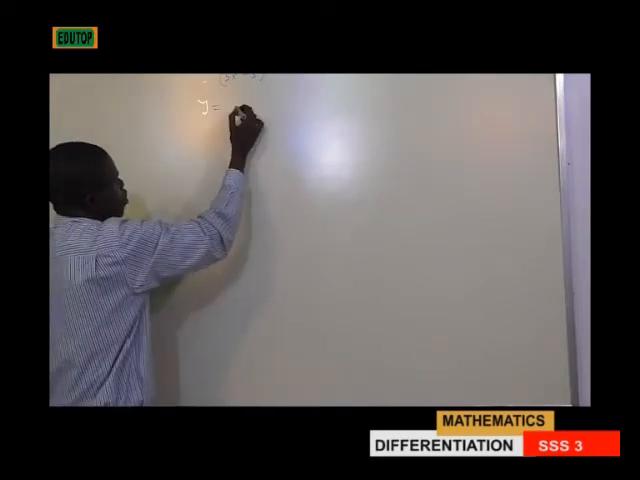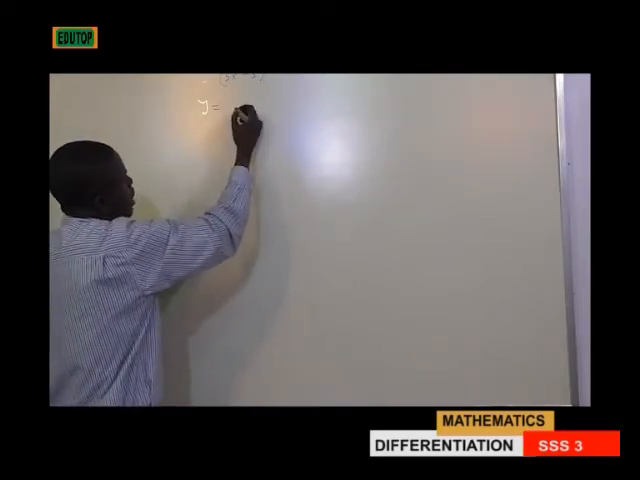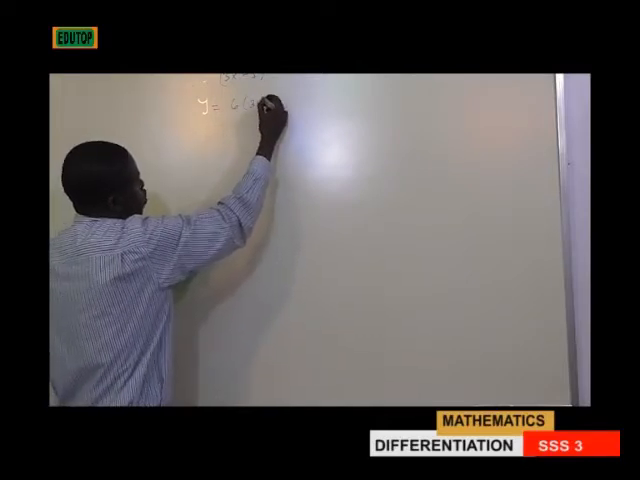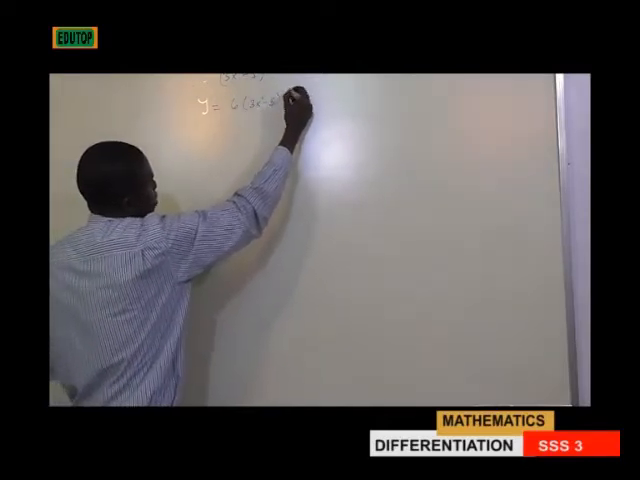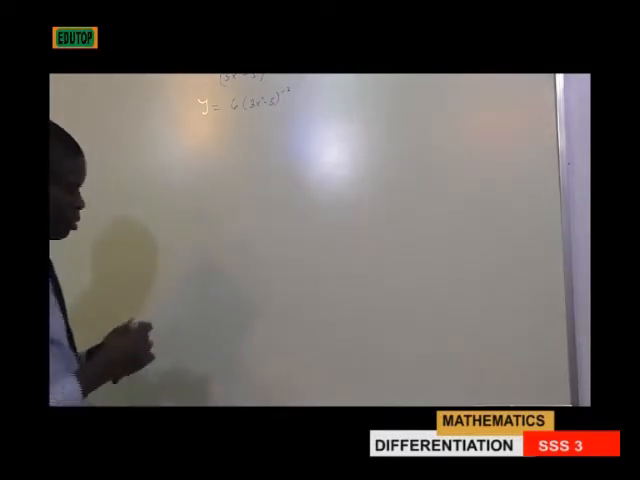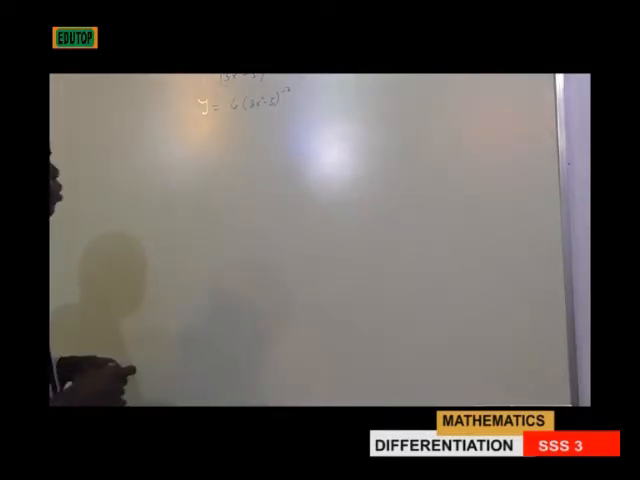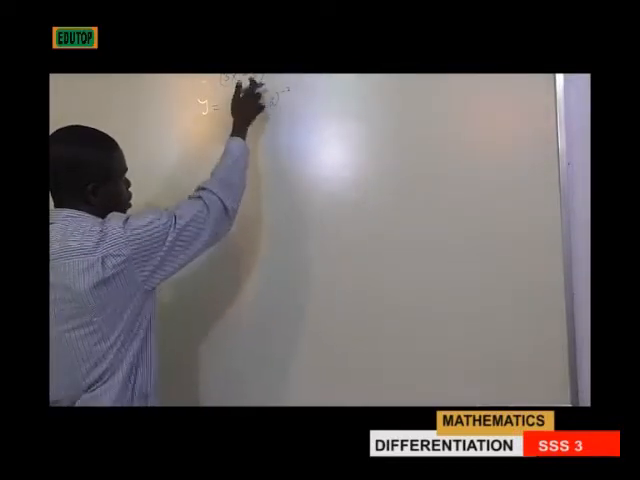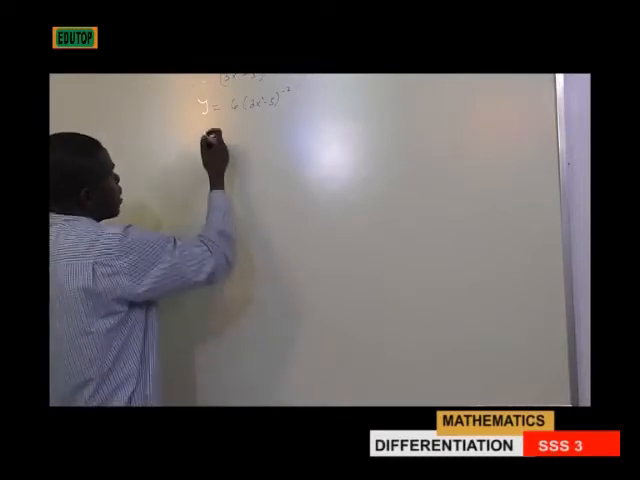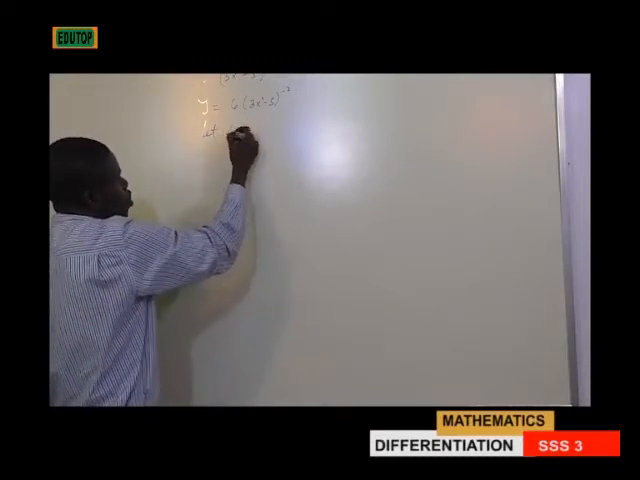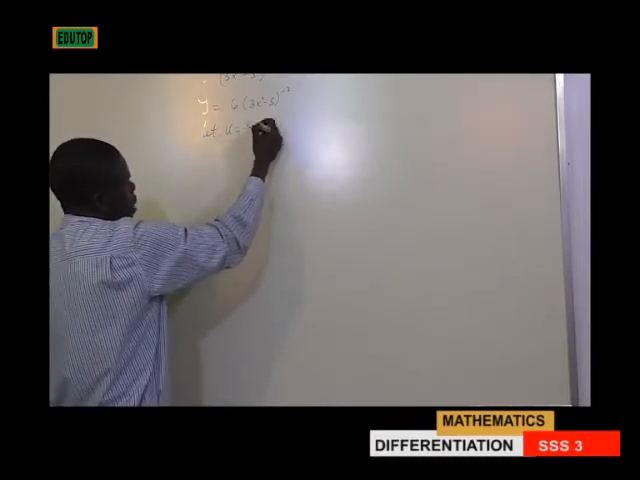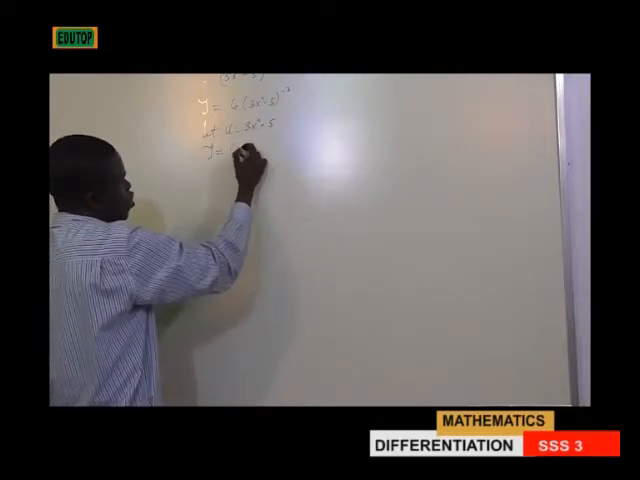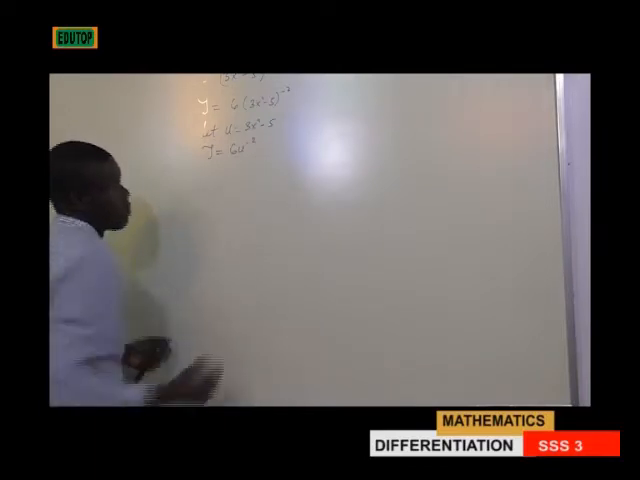Now you have y equals, this can be written as 6 times (3x squared minus 5) raised to power minus 2. So that is what we have. By the law of indices, we know that this can become this. Then we can say let u be equal to 3x squared minus 5. Then y will now be 6u raised to power minus 2.